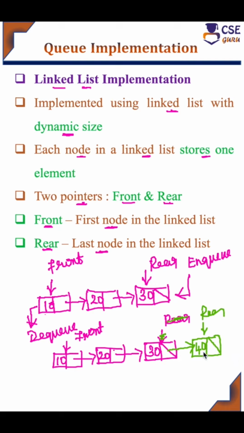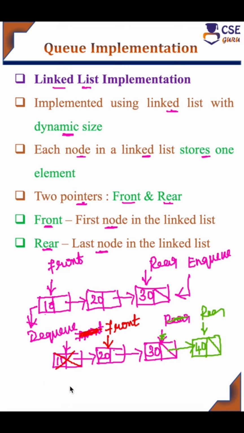If I want to implement a dequeue operation, just delete the first node, the node pointed to by the front pointer, and after deleting, the front pointer will be pointing to the next node. Now this is the front pointer node after deletion. So the enqueue operation happens at the rear position and the dequeue operation happens at the front position.